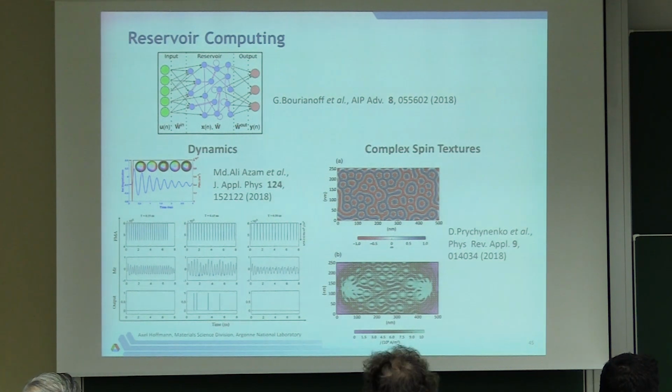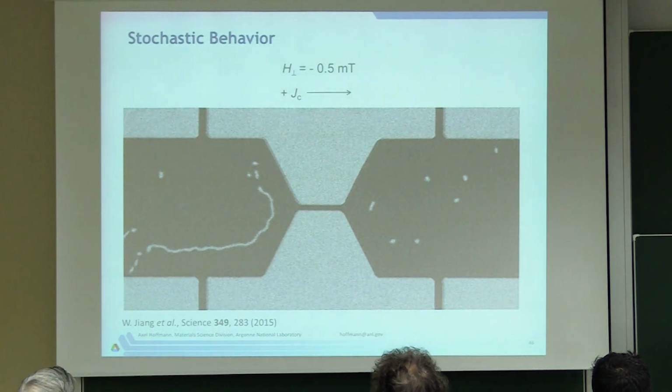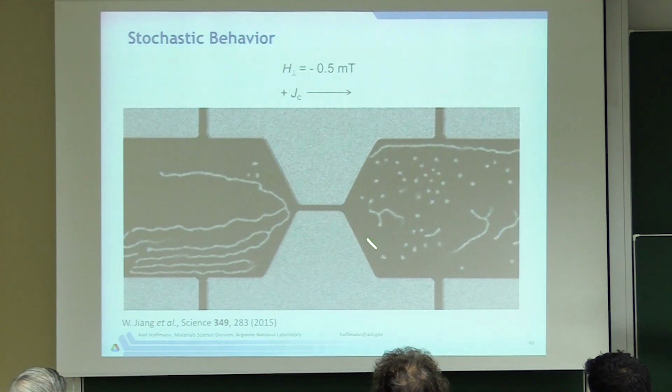Now, one other aspect that inspires people to think of skyrmions for this neuromorphic computation is that in a way it's a noisy system. And you see this here. This is one of our early measurements. Here we use current pulses. And so with each current pulse, we can generate lots of skyrmions.